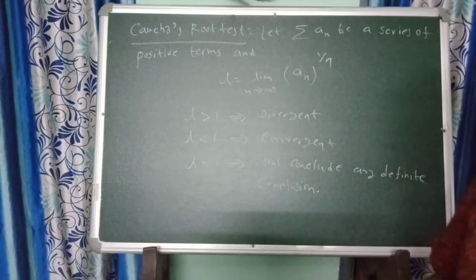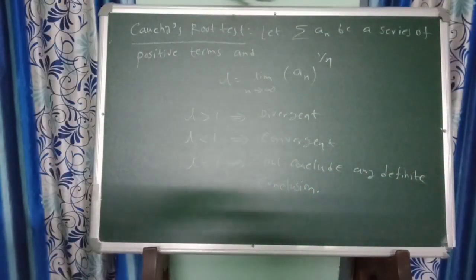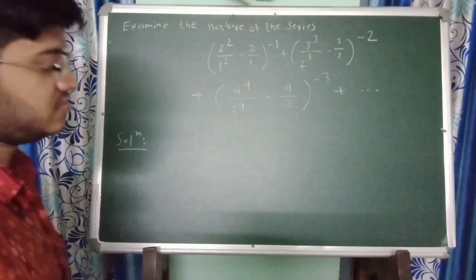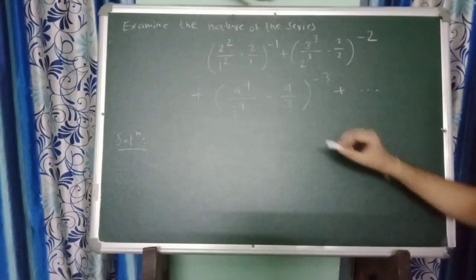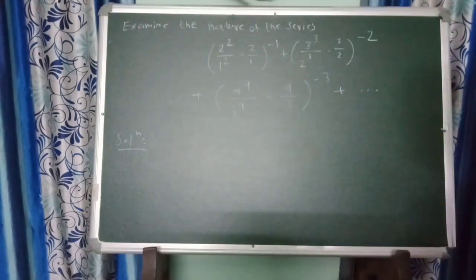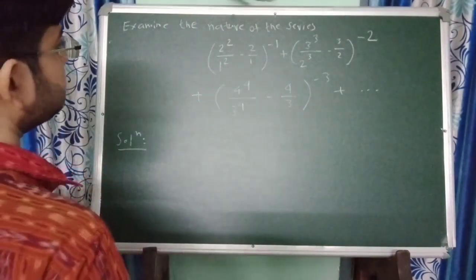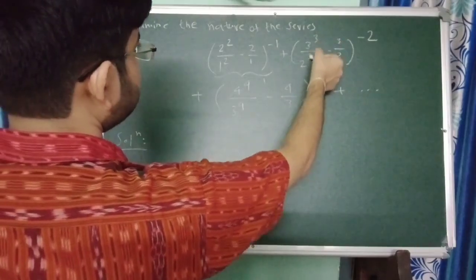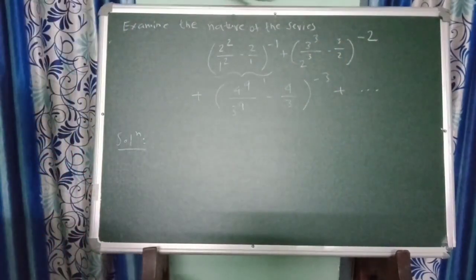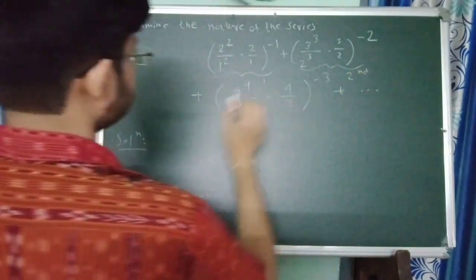Now we discuss some examples of Cauchy's root test. Here we examine the nature of the series 2 square by 1 square minus 2 to the power minus 1. This is the first term. This is the second term, 3 cube by 2 cube minus 3 by 2 to the power minus 2. And this is the third term, and so on.